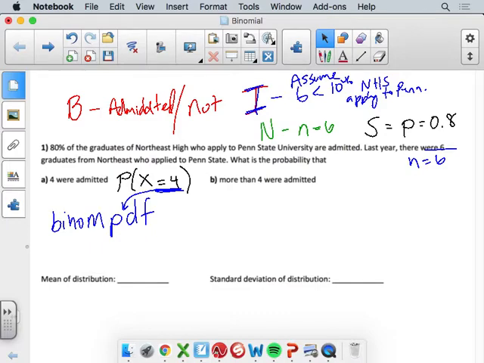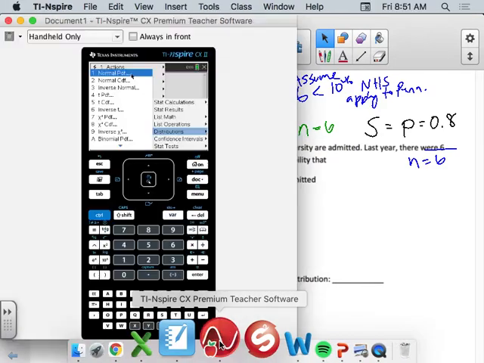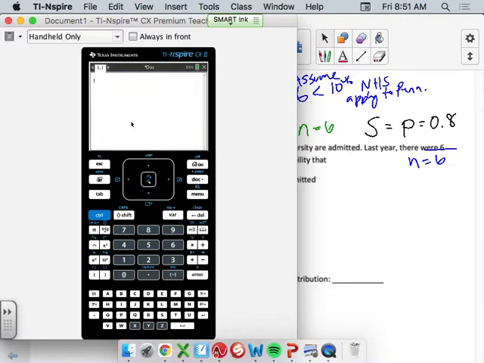Alright, so let's see what pops up. Binomial PDF. Number of trials was 6. What's the probability of our event happening? Sometimes you've got to be careful. They might ask how many people didn't get in, which would need 20%. But in this case, we're looking for 80% of people got in. And then the X value is the event that you're looking for.